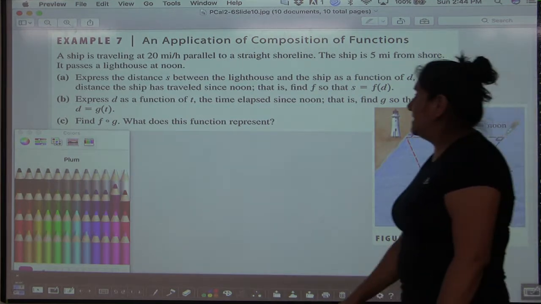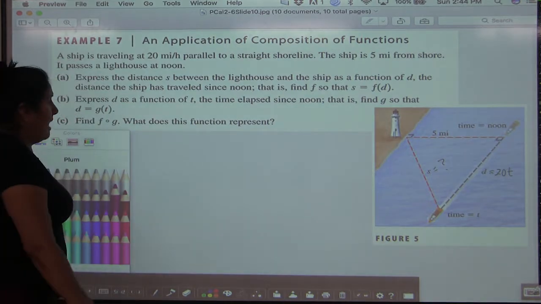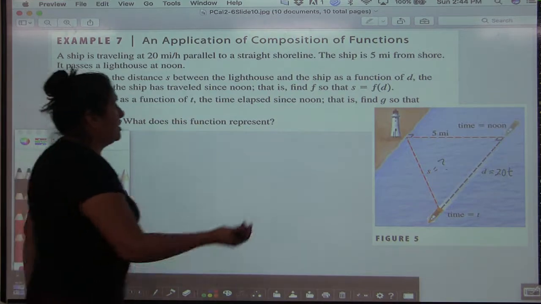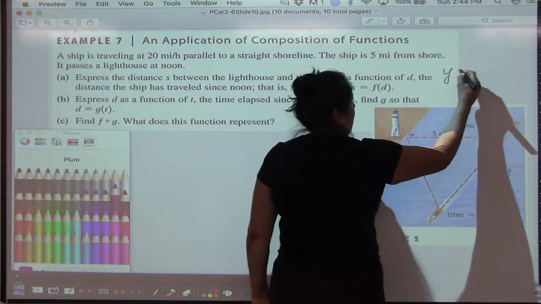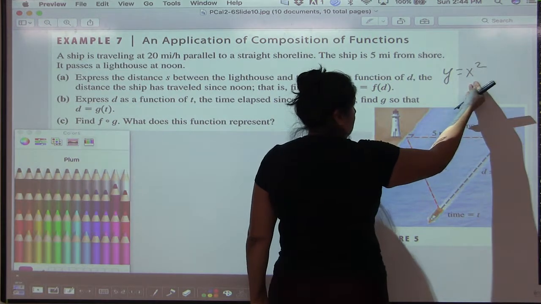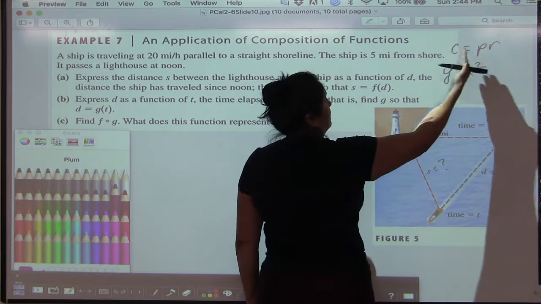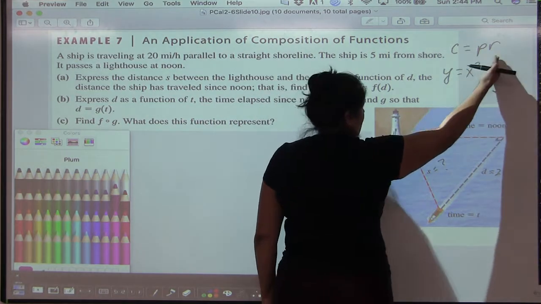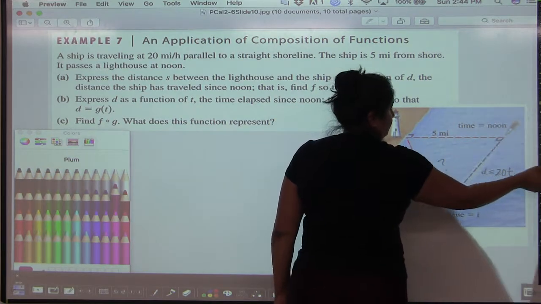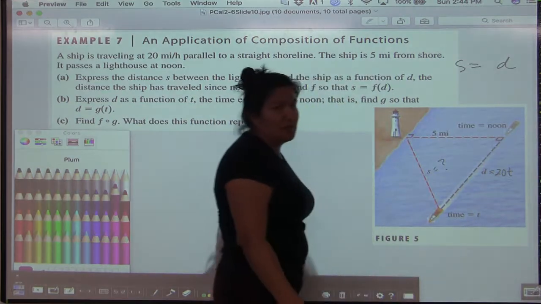So it says express the distance S between the lighthouse and the ship as a function of D. And that means that they want this equation to say S equals something with D in it. So just to remind you, if you have y equals x squared, this is a function where you're expressing y as a function of x. If I put c equals PR, this is expressing c as a function of p and r. So they want me to come up with something that says S equals something with D in it. That's what I have to find out.